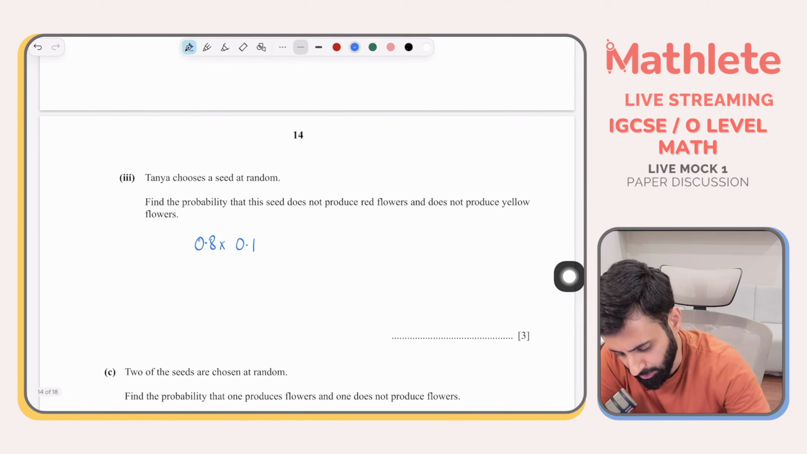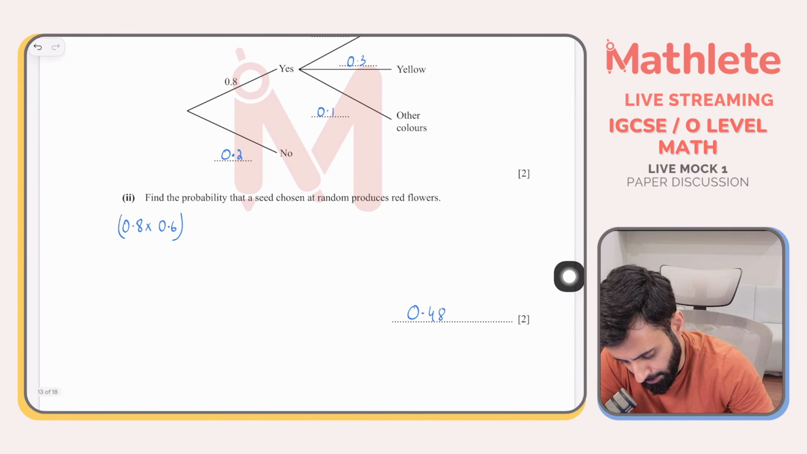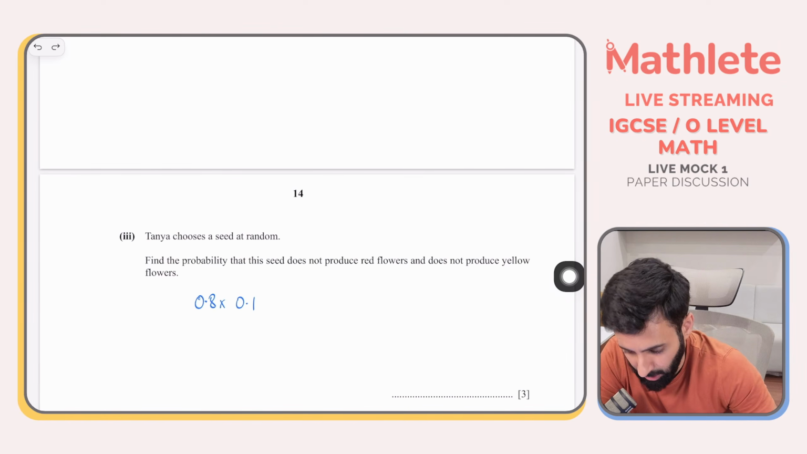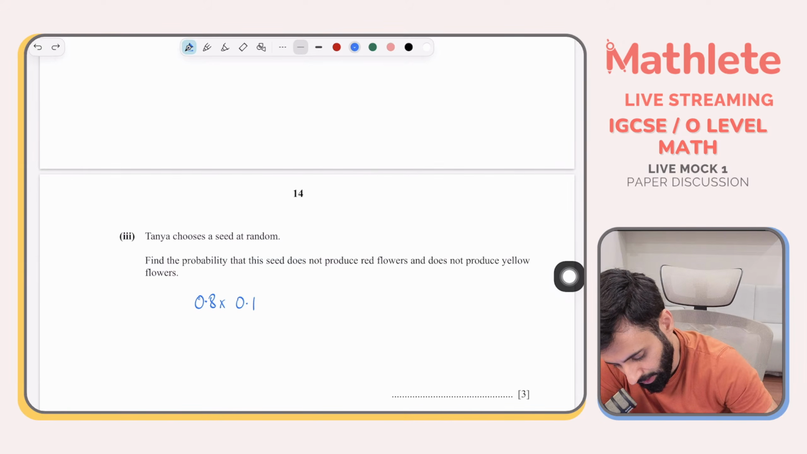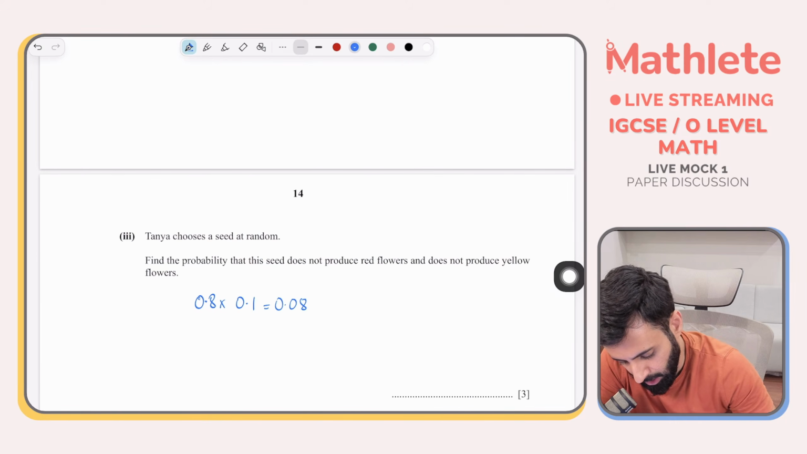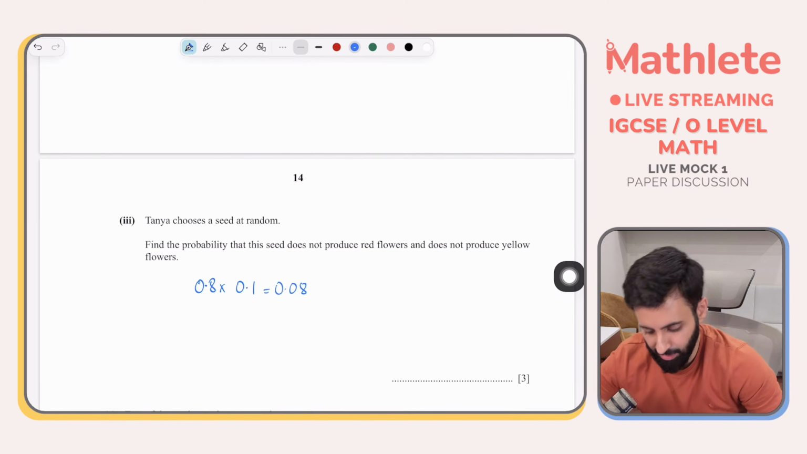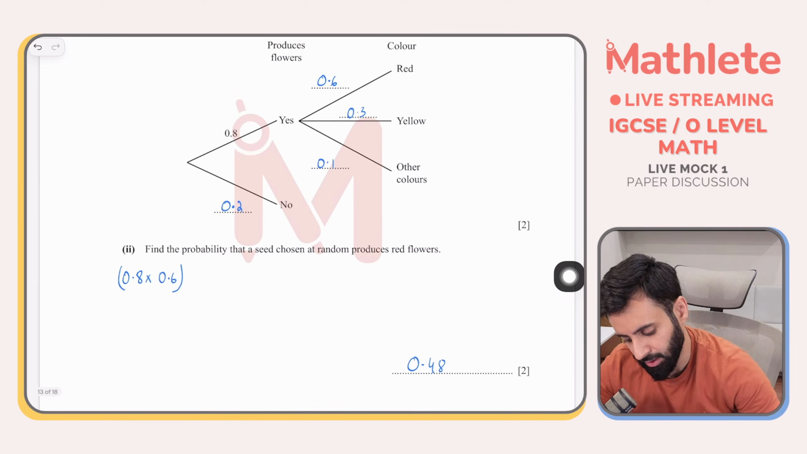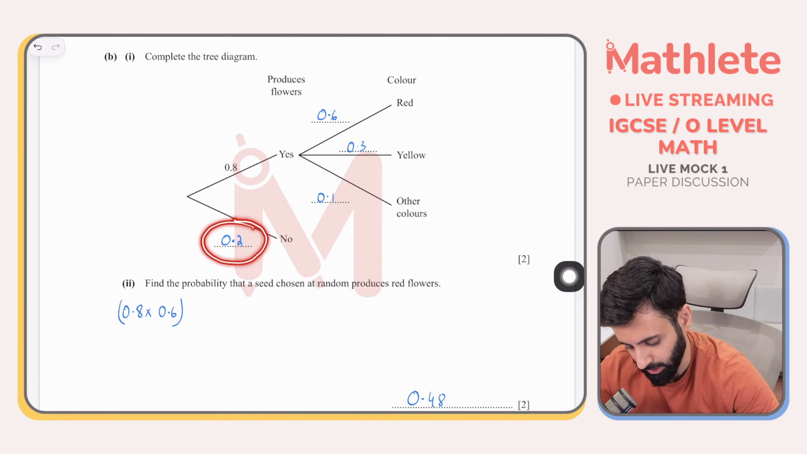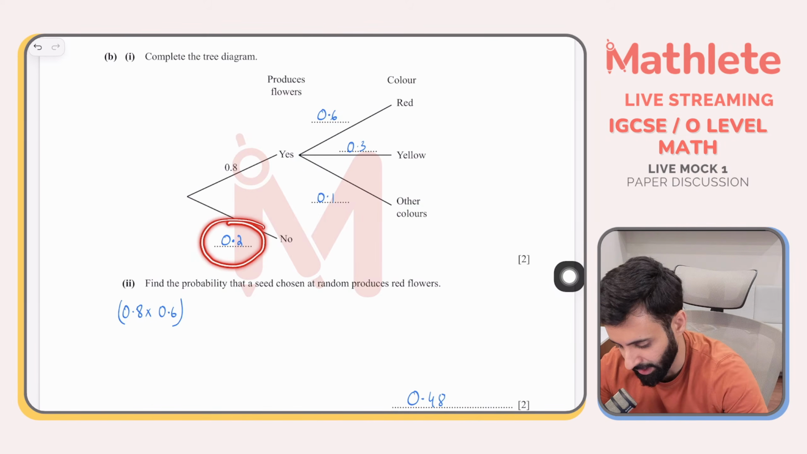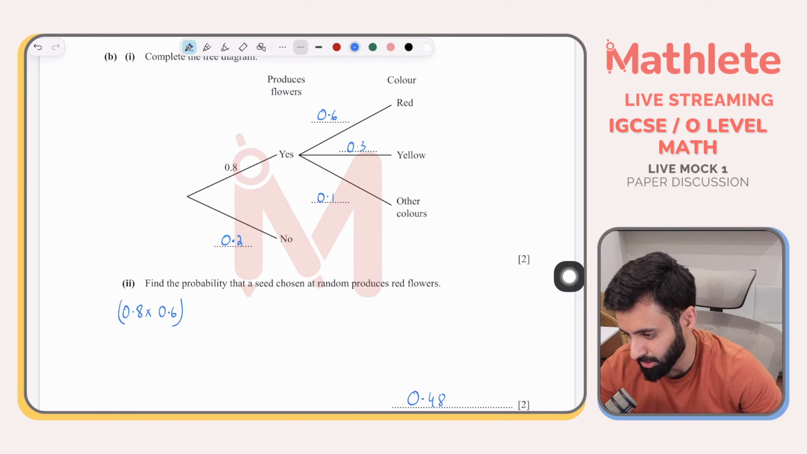Okay, let's do one thing. Or rather, we can do it this way too. I think that would be longer. So 0.8 into 0.1, what is that equal to? That's equal to 0.08. But I'm pretty sure that's not the answer. Why? Because another possibility is that the seed does not produce flowers at all. So even if it has not produced a flower at all, that still means it hasn't produced red or yellow.